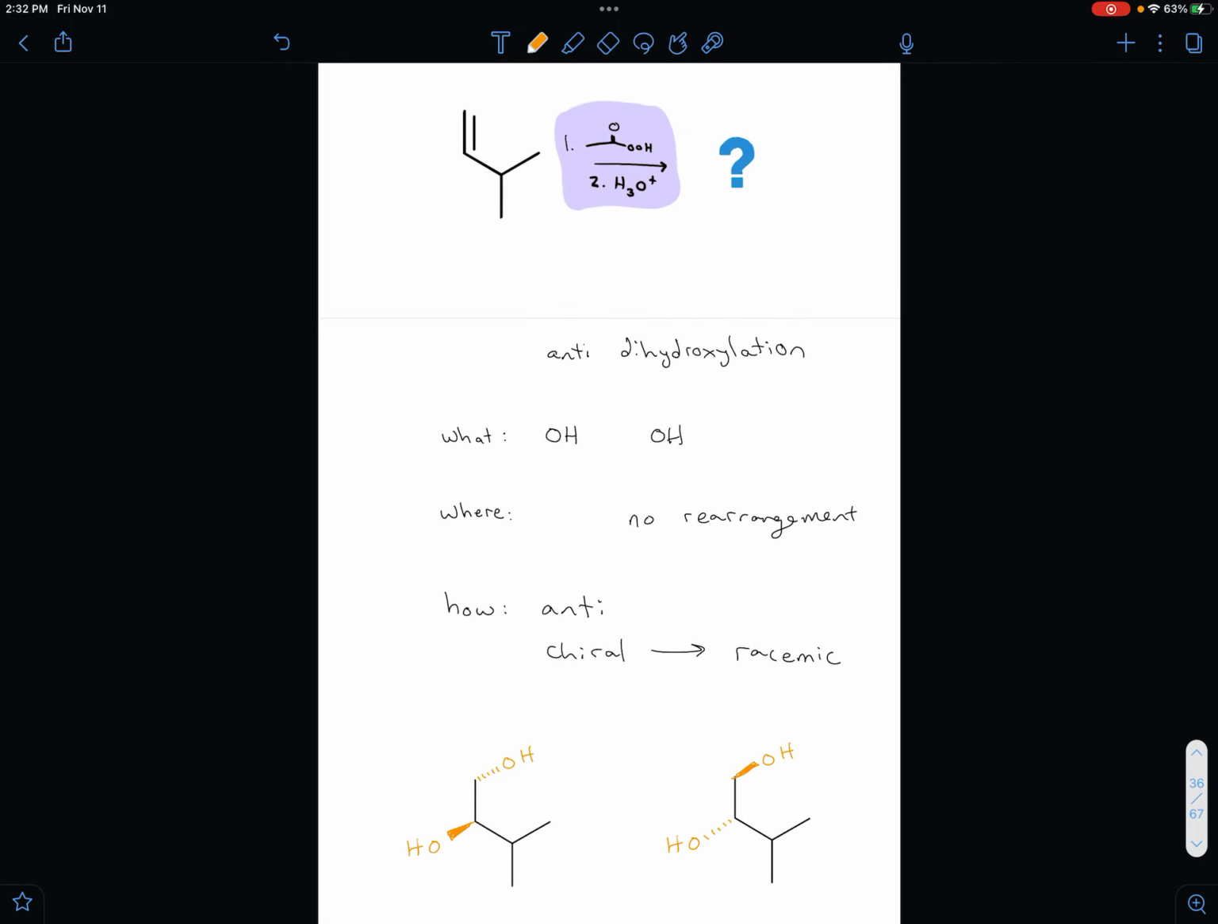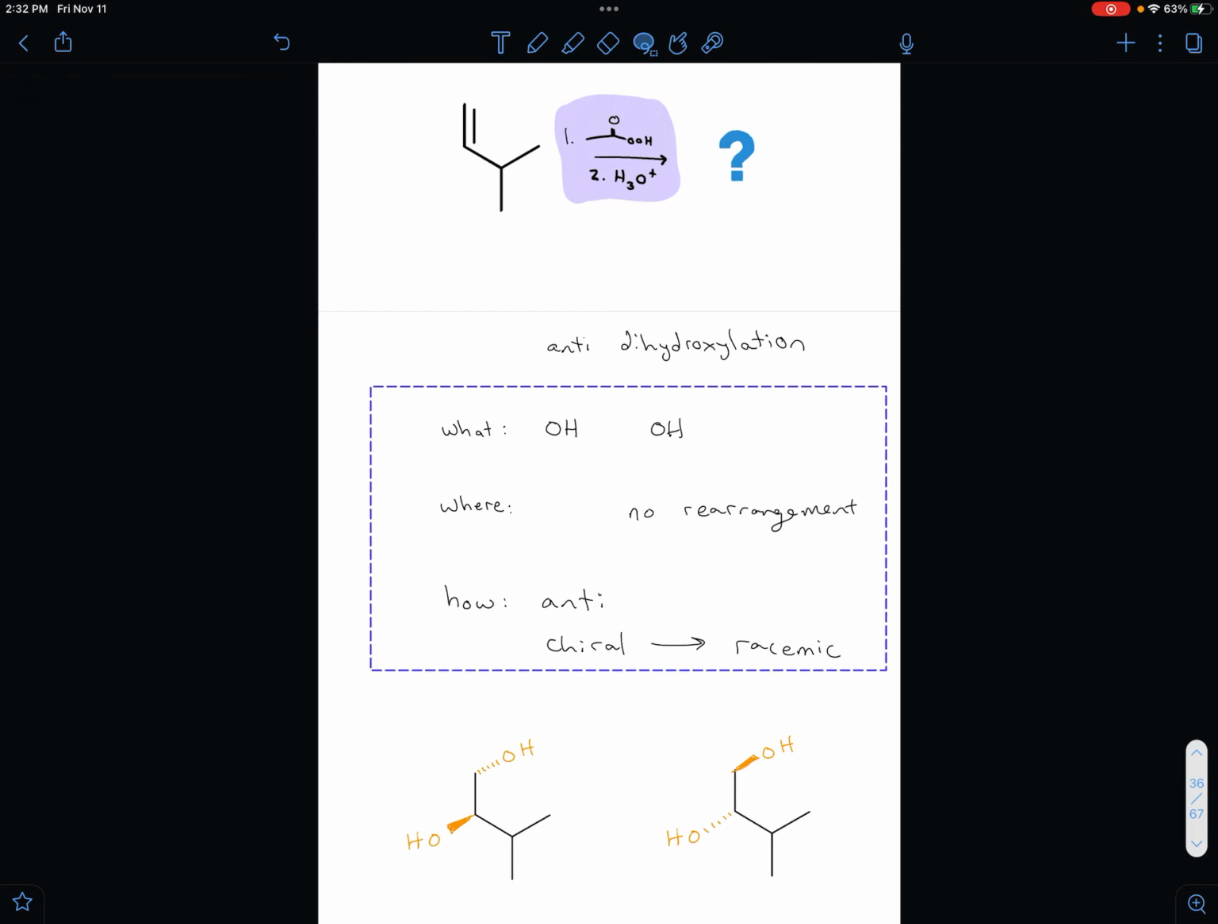So this top carbon is technically not chiral, so you technically don't have to draw the three-dimensional arrangement there, but you do have to draw the three-dimensional arrangement at the bottom. And just to help you visualize what's happening, it's nice to have them anti.